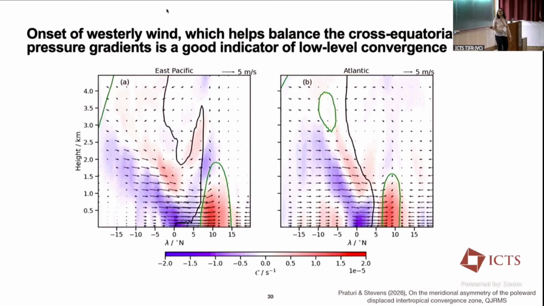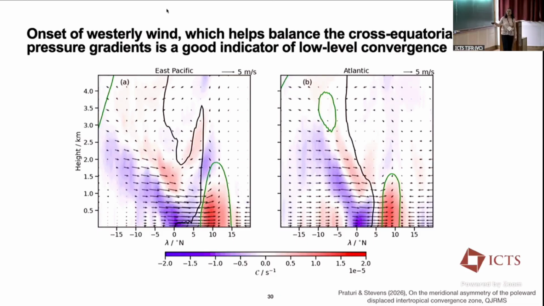Okay, so I think this is probably the last slide. Then I looked at convergence as a function of height and latitude in the East Pacific and Atlantic, and you see the upward motion in the meridional circulation through the streamlines here. The red indicates low-level convergence, and the green contours are the onset of westerly winds. So you see that the westerly wind onset is nicely encompassing this region of low-level convergence.